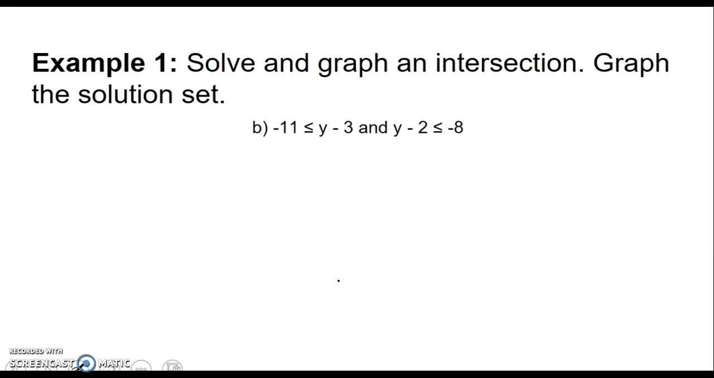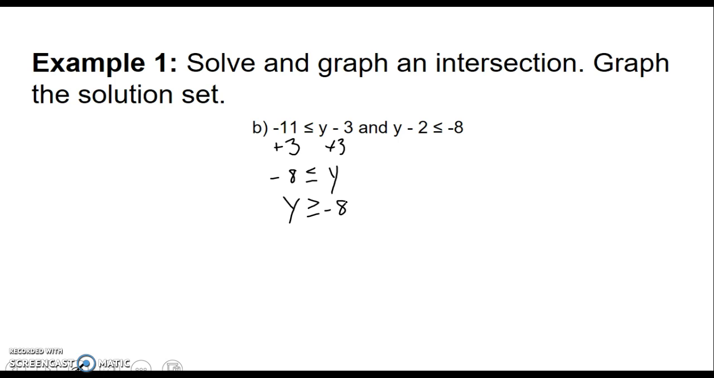So the next example, now it's already split up for you. So -11 is less than or equal to y minus 3, and y minus 2 is less than or equal to -8. So I'm going to go ahead and solve each of these. So on the first inequality, I'm going to add 3 to both sides to get y by itself. -11 plus 3 gives us -8, which is less than or equal to y. Like we've talked about before, it may be helpful to switch it to have the y on the other side. Just remember you got to flip your sign if that's the case. You need your sign to still be opening to the correct number.